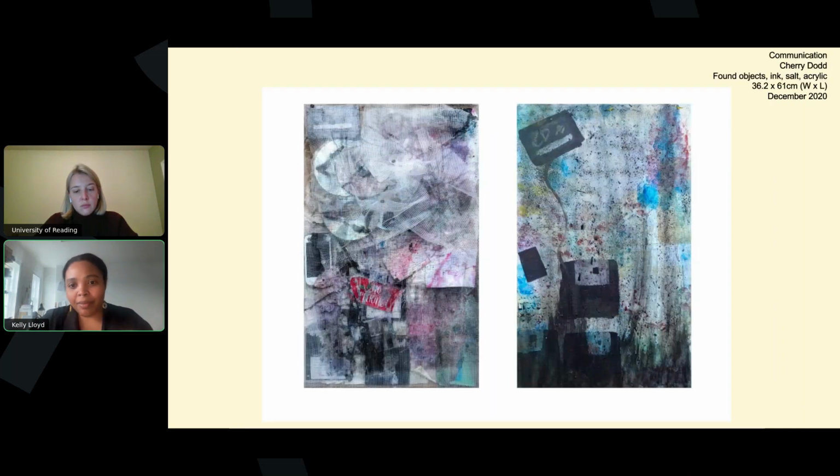So again, more abstract work, but playing around with, not necessarily people, but different kinds of technology objects, playing around with different media. Cherry's just doing a really good job of showing us a wide range of the things that she's worked on, both independently, potentially in her sketchbook, and then also in response to potentially A-level assignments.